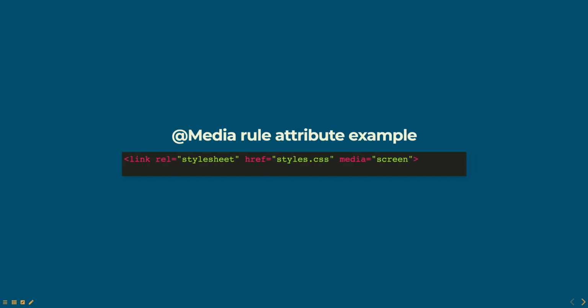Using the media attribute. The media attribute can be added to a link element when linking to an external style sheet to specify which media types the style sheet should be applied to. In this example, the styles in the styles.css file will only be applied when the media type is screen.